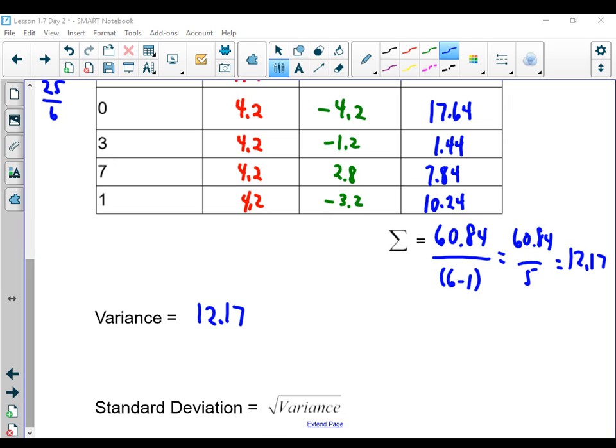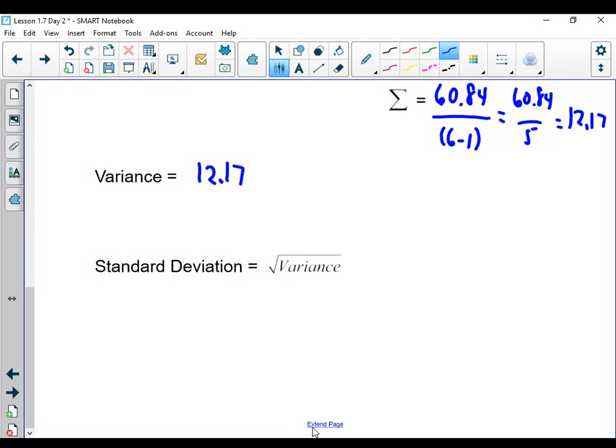Finally, we're ready for our final answer, and that's the standard deviation. Well, the standard deviation is the square root of our variance. So in this case, it's the square root of 12.17. And so to 2 decimal places, that's 3.49. That would be our standard deviation.